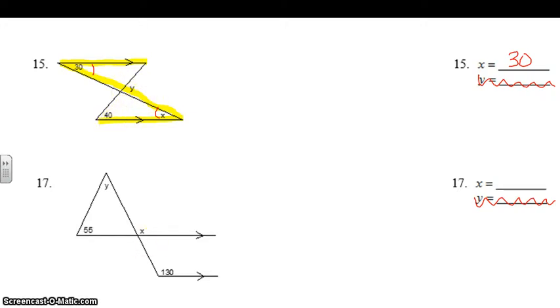Okay, on number 17, let's see, maybe you saw this upside down F like this. And so remember on the F's, that means the armpit angles are congruent. So then x is 130. And again, we got rid of y because it's in chapter 4. You would need to know something about triangles. Okay?